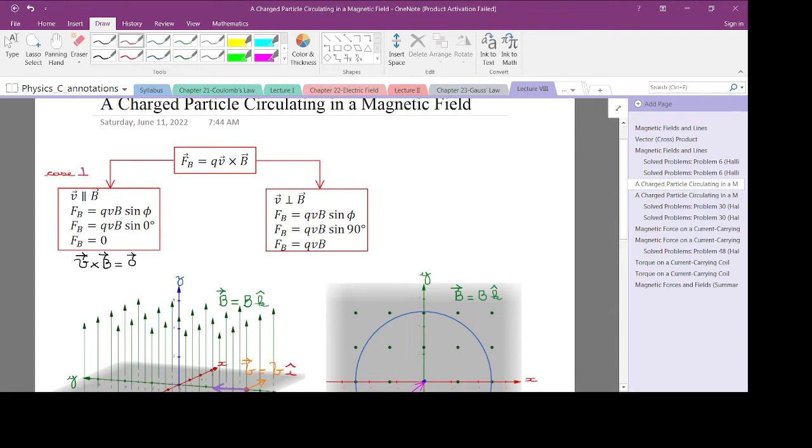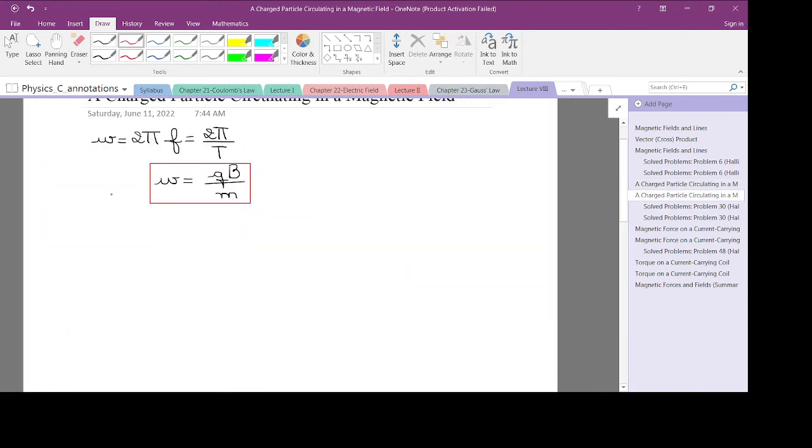That was the simplest. This was case two. Very interesting case. We have many applications for this in industry and so on. And finally, let's analyze another case.